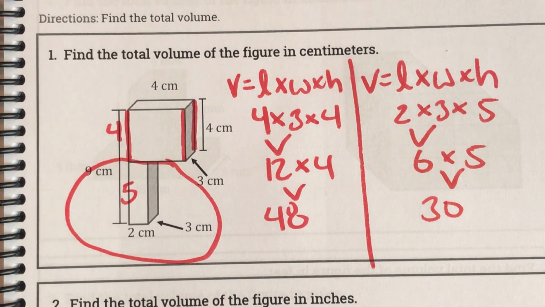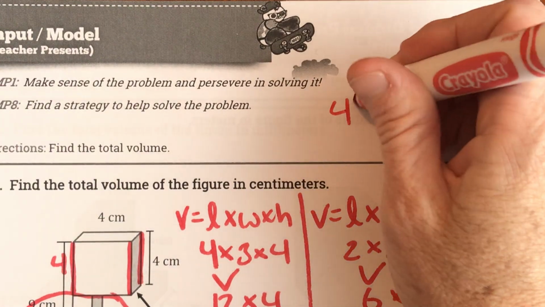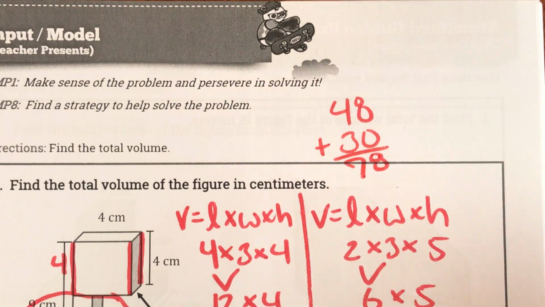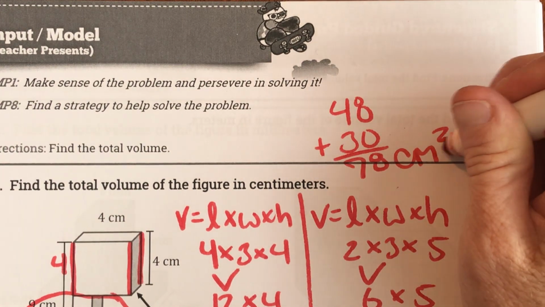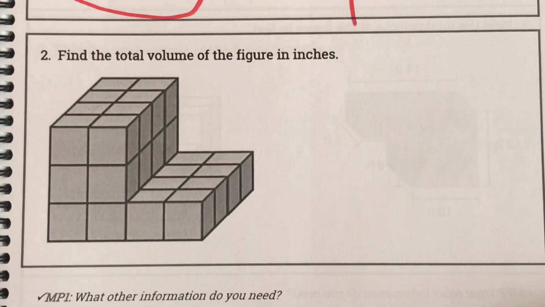Okay, so that was step 3. Step 4 is let's add those together. So 48 plus 30 is 78, and then step 5 is add my measurement. So my measurement is centimeters cubed. Oh, not squared, cubed. And there we go. Okay, let's see one more.